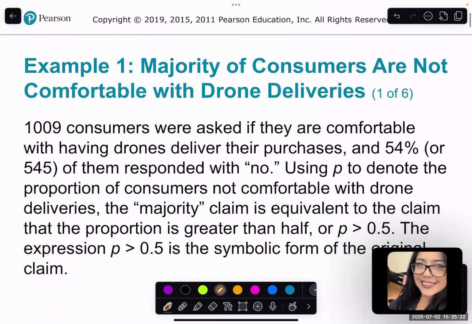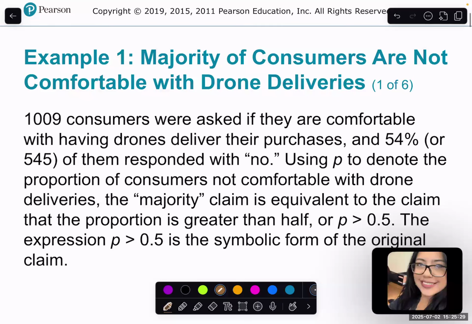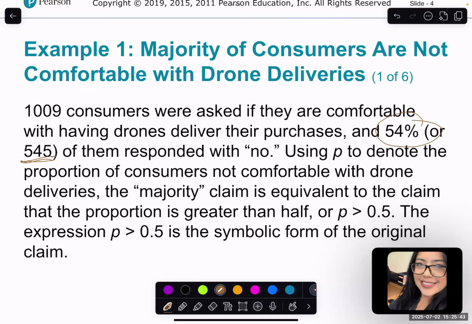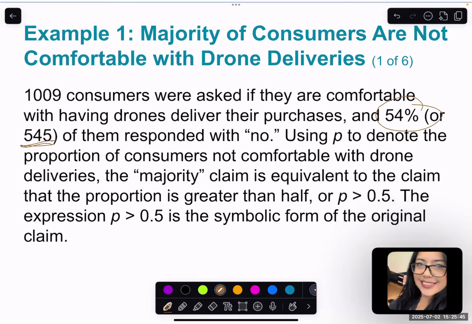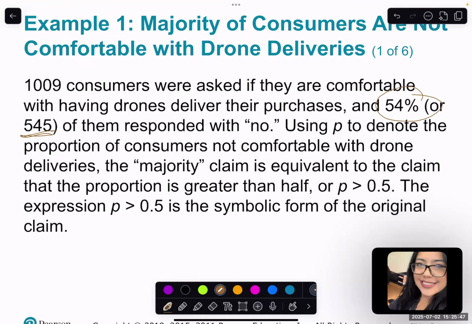Let's start by looking at the first example. The majority of consumers are not comfortable with drone deliveries. 1,009 consumers were asked if they were comfortable with having drones deliver their purchases, and 54%, or 545 out of 1,009, said no. We're going to use P to denote the proportion of consumers that are not comfortable with drone delivery.